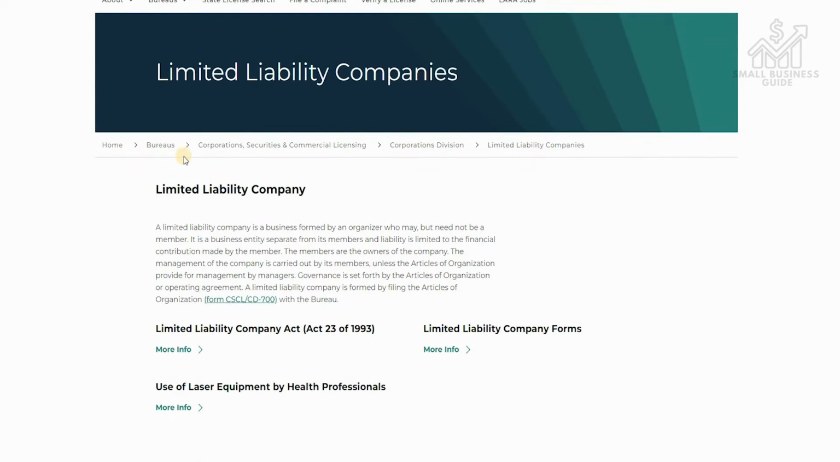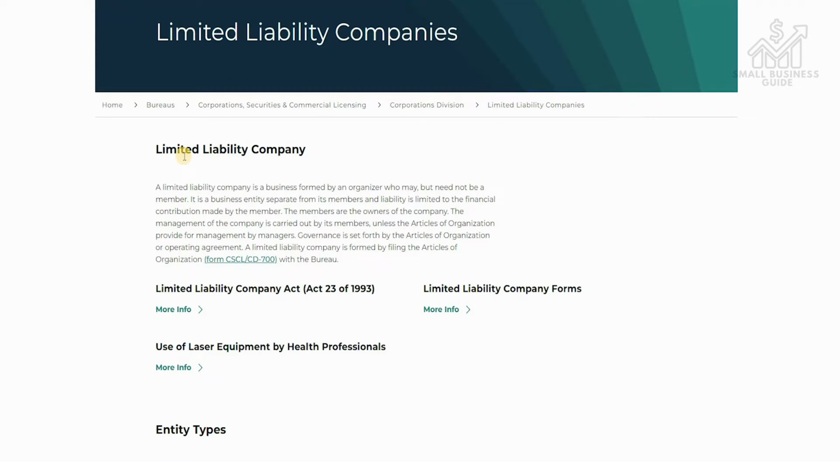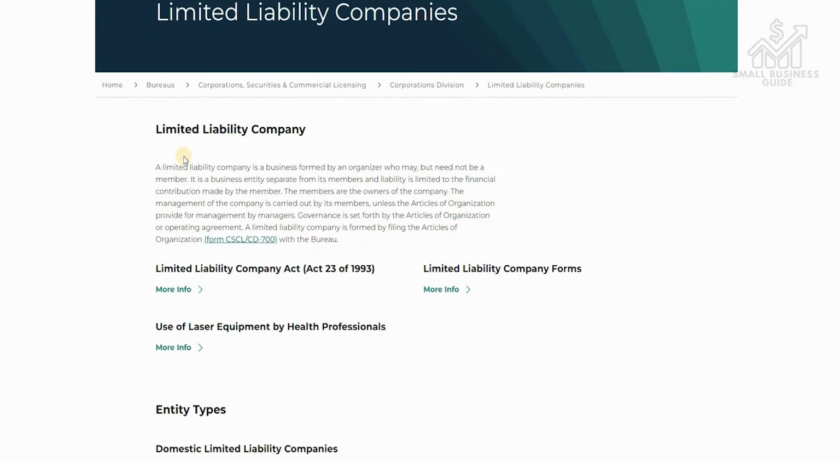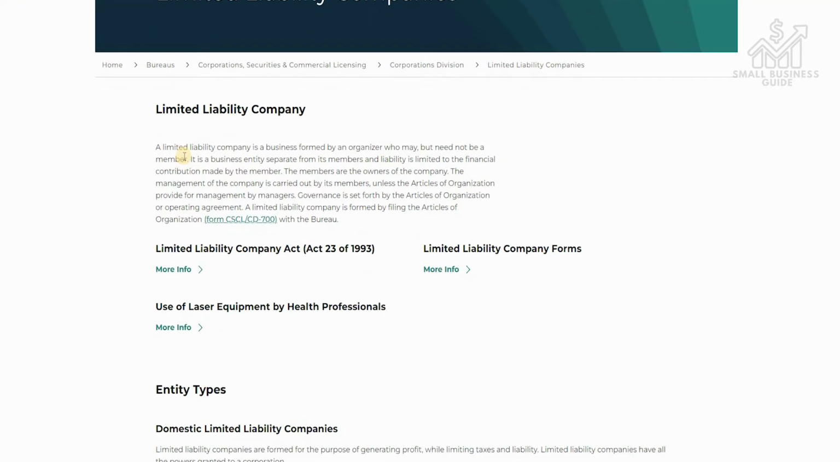A limited liability company is a business that is formed by an organizer who may, but need not, be a member. It's a business entity that is separate from its members, and liability is limited to the financial contribution made by the member. The members are owners of the company, and the management of the company is carried out by its members unless the articles of organization provide for management by managers. The governance is set forth by the articles of organization or operating agreement. A limited liability company is formed by filing the articles of organization, form CSCL/CD-700, with the Bureau.